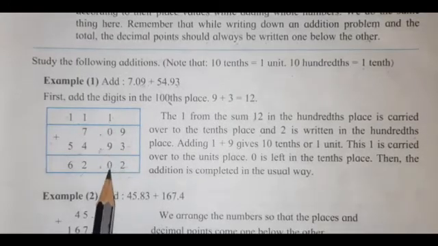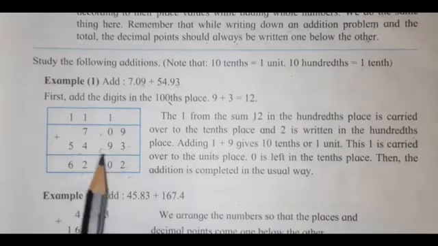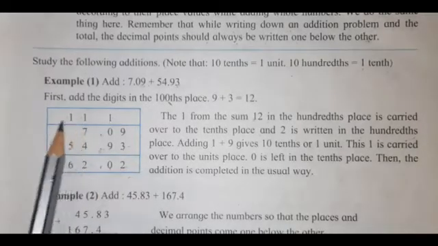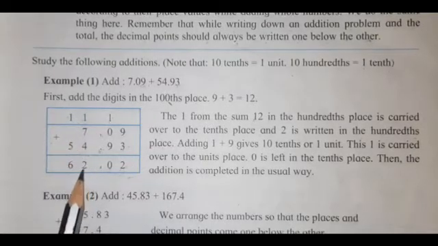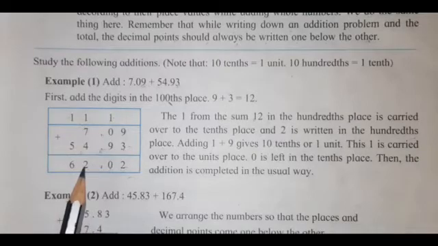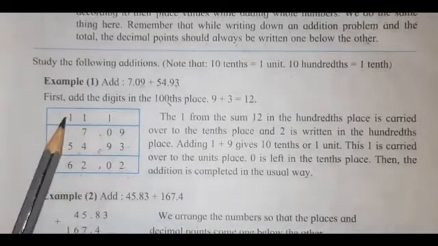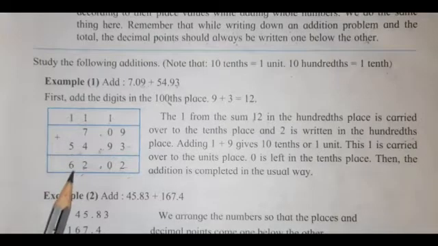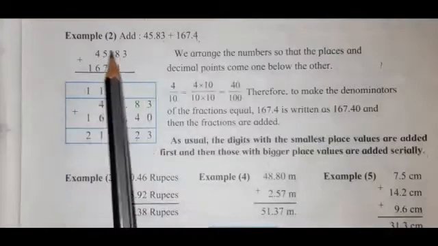Now 1 plus 9 is 10. Here write 0 and carry over 1 to unit place. Now 7 plus 1 is 8. 8 plus 4 is 12. Here write 2 at unit place and 1 carried over to tens place. Now 5 plus 1 is 6. So the answer is 62.02.